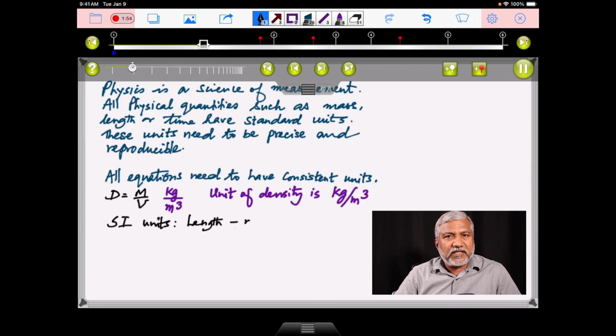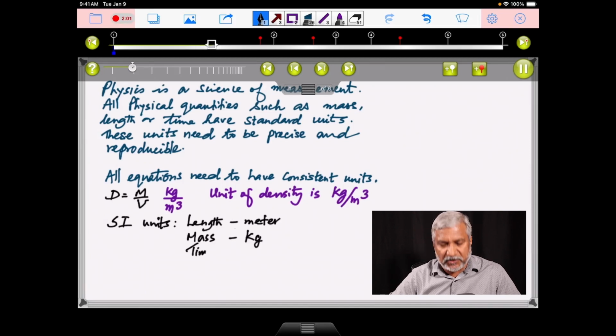Once again, the SI units are meter for length, kilogram for mass, and seconds for time. Although we are used to other units, like feet, pounds, and miles, we don't use all that in physics. We just use meters, kilograms, and seconds. And we need to be able to convert from one unit into another, so I'm going to show you an example of conversion.